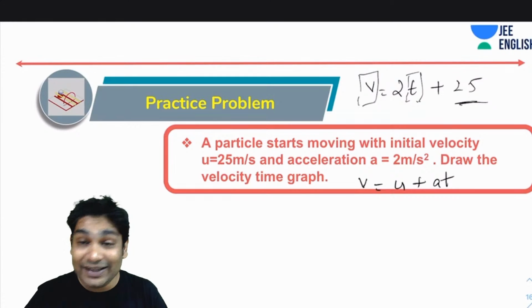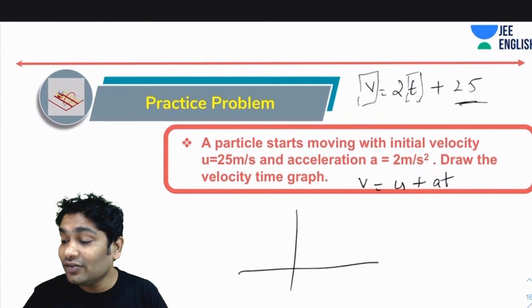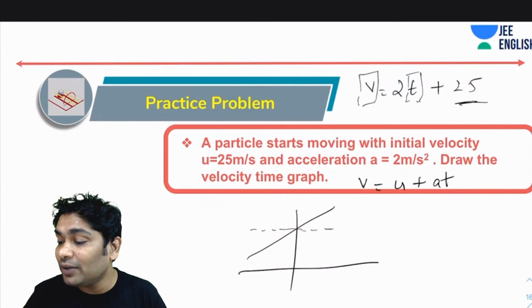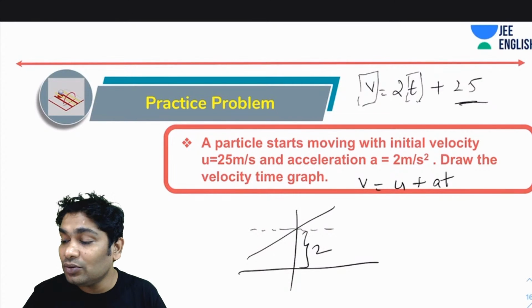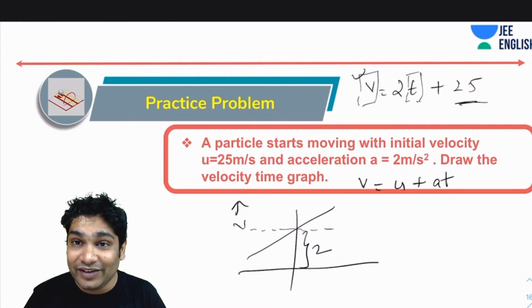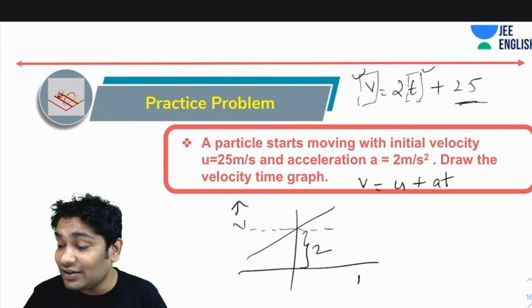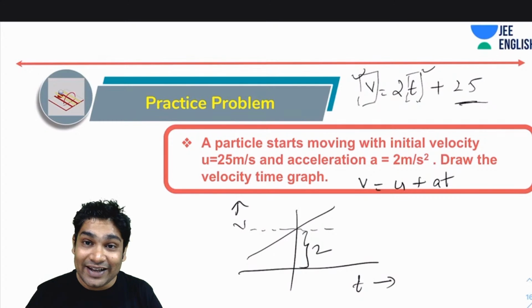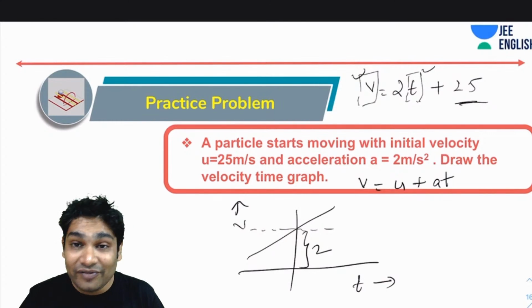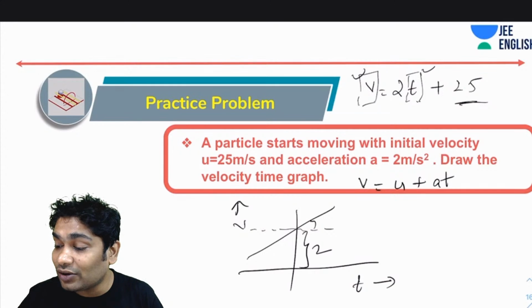So the graph should be easy. You will realize it will have a slope of 2 and the y-intercept would be u. So this length would be u and this would be v. Why? Because instead of y I have v here, instead of x I am having t here. So I'll make this axis my t axis, that axis my v axis, and this is what my graph will look like, and this theta would be tan inverse of 2.